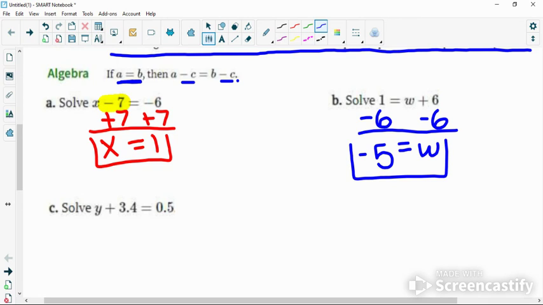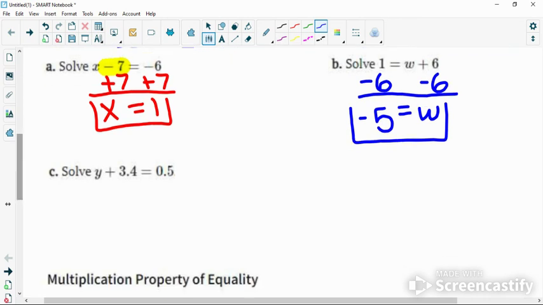Letter C. Solve y plus 3.4 equals 0.5. We still want to undo whatever is happening to y. It says y plus 3.4. So the opposite would be to subtract 3.4 on both sides of this equation.